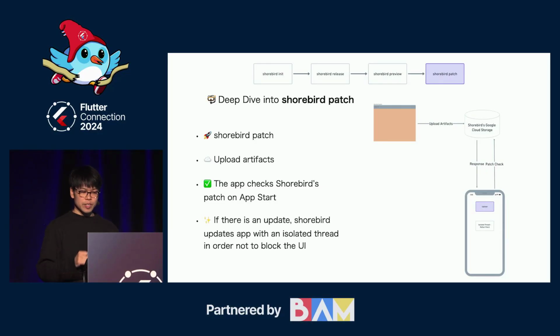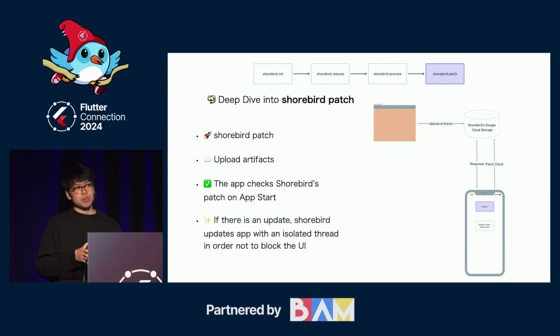And I will dive deep into the patching. One of the key steps in the patching process is running the Shorebird patch command. This command generates an artifact and sends it to Shorebird's Google Cloud storage. The app built by Shorebird release, not Flutter build, checks for patch updates every time the app starts with a GET request to the Shorebird server, which runs on Google Cloud Run. If the response indicates an update is available, the app downloads the artifact using the download URL in Shorebird's response. Then the updater reflects the change to the app.